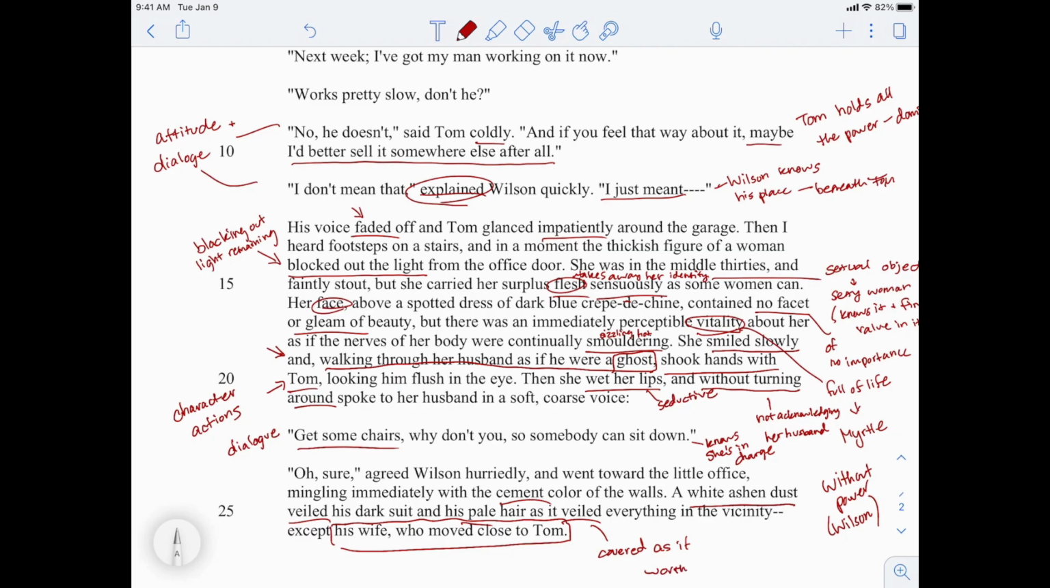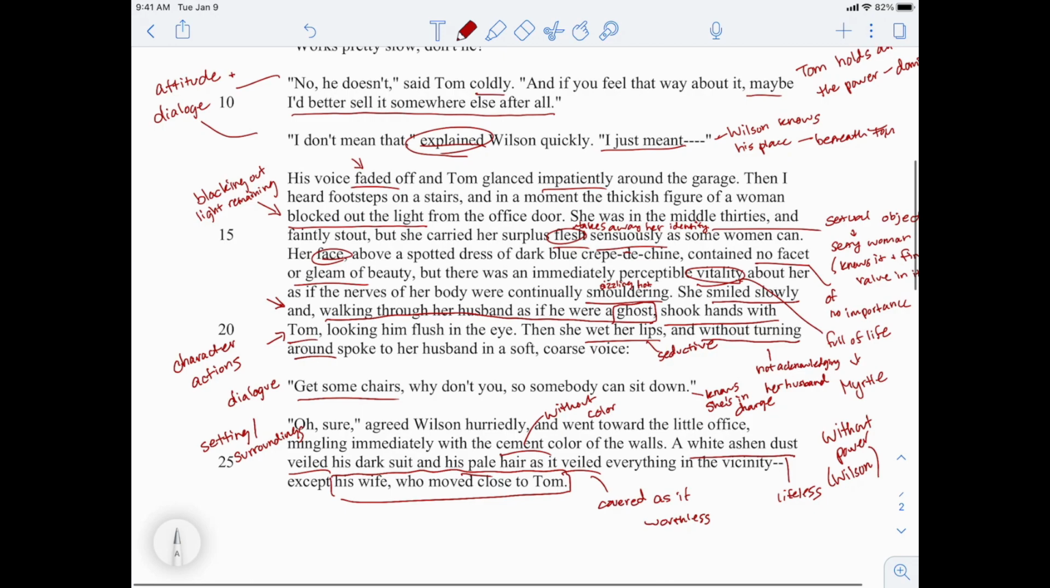And even his surroundings, even George Wilson's surroundings, are gray and without color, right? I know it's a cement color, but really gray is without color. White ashen dust, okay? It's pale, it's dull, it's lifeless, right? Ashen dust would be lifeless. So even his surroundings. So how do we know about a character? We learn through the setting, or the character's surroundings, right? And then again, we find out more about his wife, who moves close to Tom.